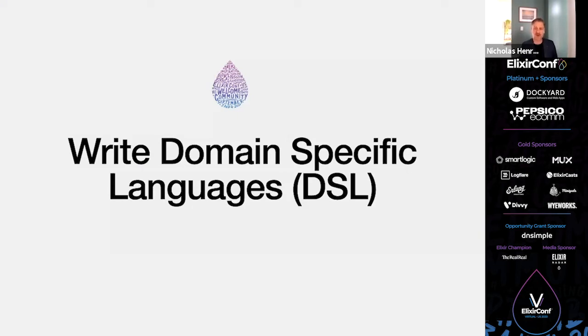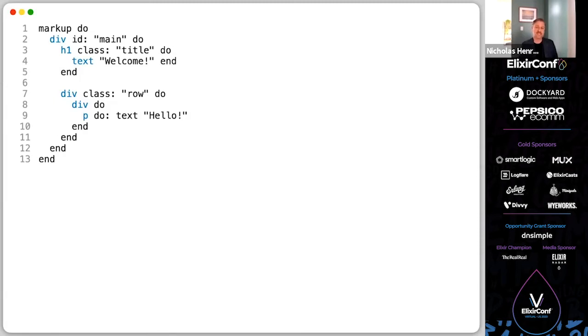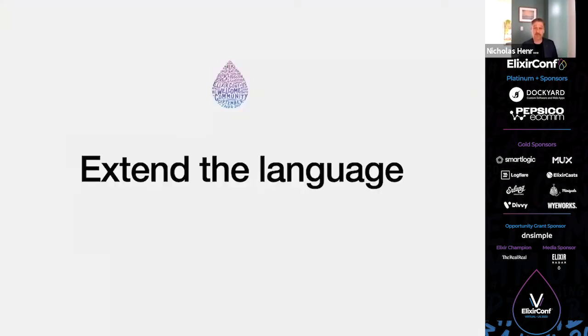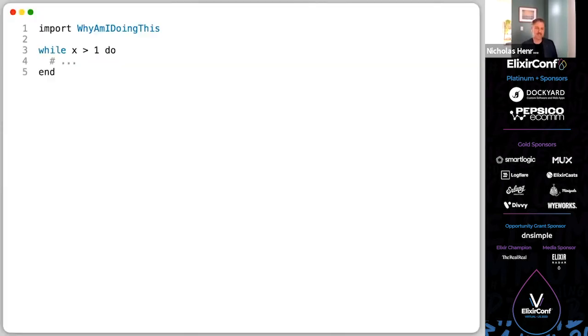Metaprogramming gives you the power to write your own domain-specific language. This example of an HTML DSL provides a relatable syntax for writing markup in Elixir. Metaprogramming gives you the power to add new syntax to the language as a first-class member. So if you're feeling particularly evil, you can add a wildlet expression to Elixir.